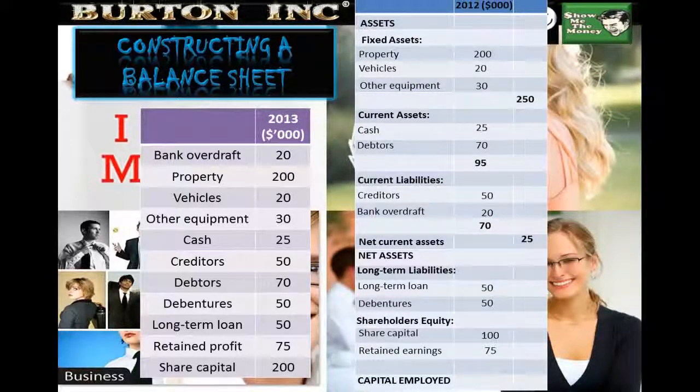And if we total our fixed assets plus our net current assets, we've got our net assets, $275,000. Long-term liabilities, we'll sum those, 50 plus 50, 100. Shareholders' equity, we're going to sum these two things underneath there, share capital and retained earnings, 175. And if we add up our long-term liabilities and our shareholders' equity, we've got our capital employed, 275, and funnily enough, capital employed balances with net assets. Our balance sheet works.